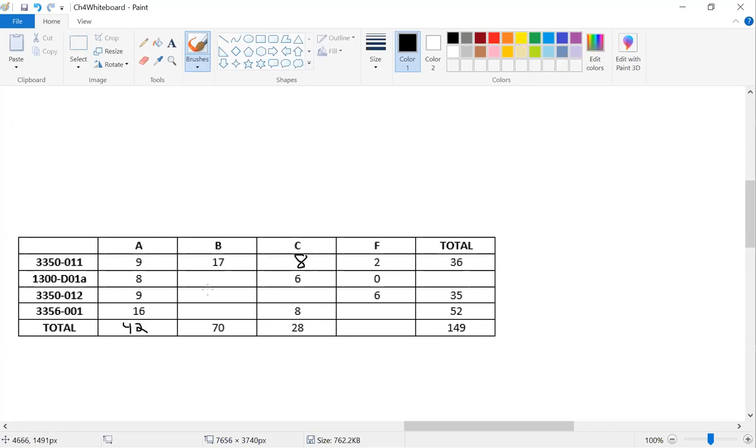Can't do anything with the B column. It's got too many empty entries. The C column, we can now do the C column because we got the row for it. 8 plus 6 plus something plus 8 is 28. 8 plus 6, 14 plus 8, 22. That has to be 28. So our missing one is 6.